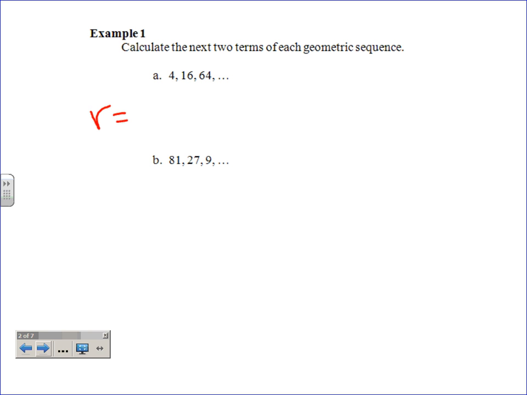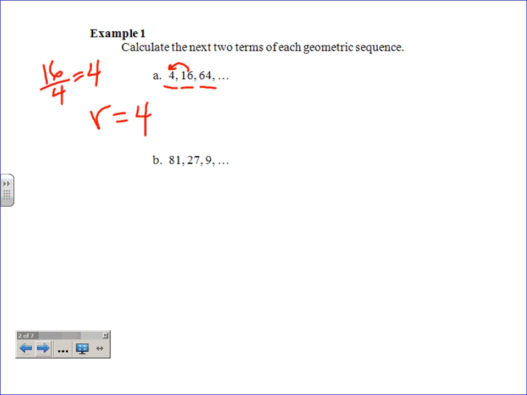Now, on some problems, it's going to be pretty easy to figure out because here, obviously, our first term is 4, and then we go to 16, and then 64. That's pretty straightforward to see that R is 4. If you ever get stuck, though, just take one term and divide it by the previous term. So in this case, it'd be 16 divided by 4. That will tell you what R is going to be in case they get a little bit more complicated.